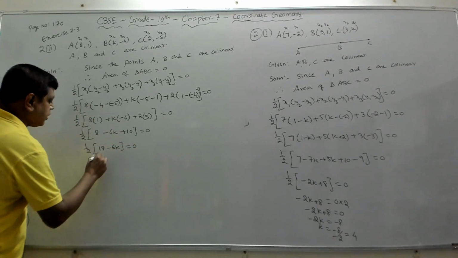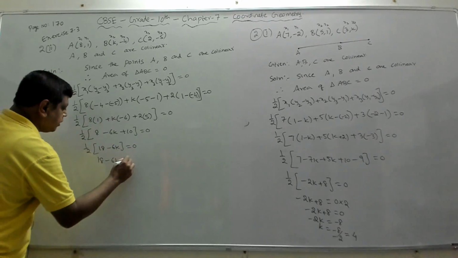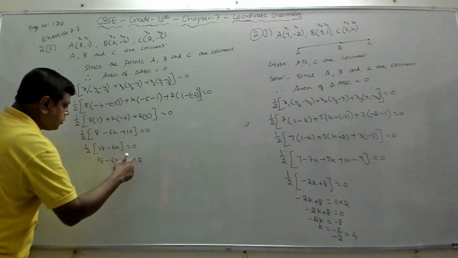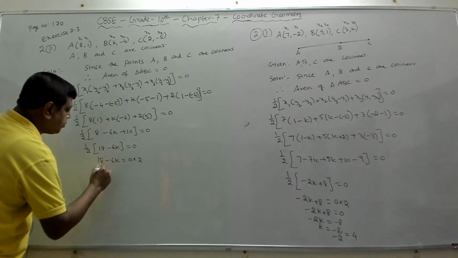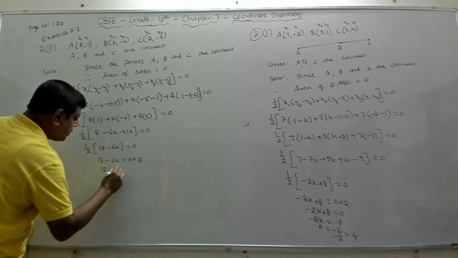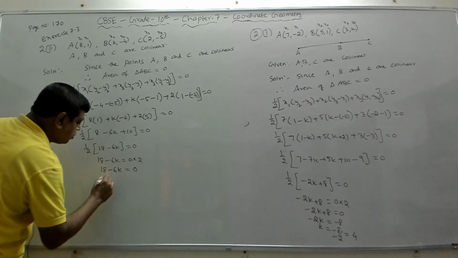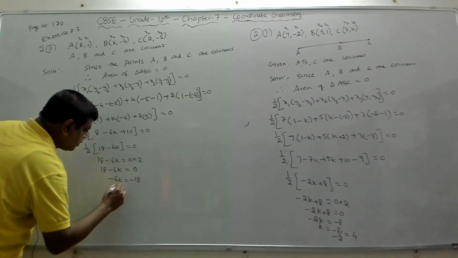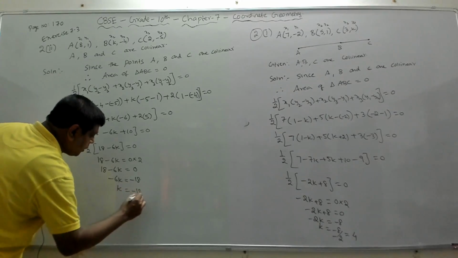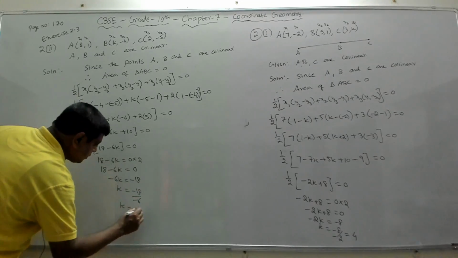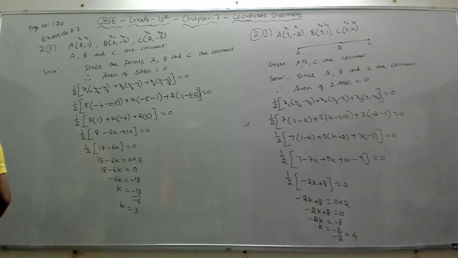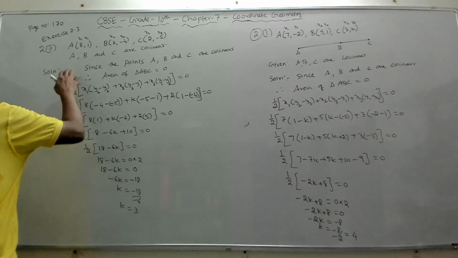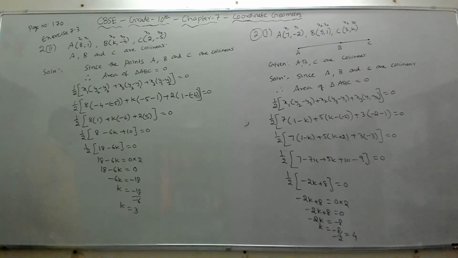This 2 will go this side, so you will get 18 minus 6k equal to 0 into 2. This 2 goes this side, will become multiplication 2 into 2. So you get 18 minus 6k equal to 0. So your minus 6k equal to minus 18, goes to the other side. So k is equal to minus 18 by minus 6. So k is 3. That is the value of k for which the given set of points are collinear.